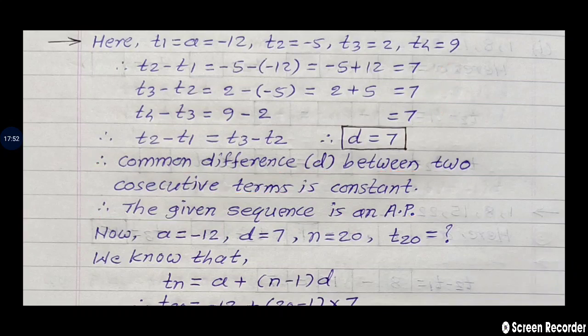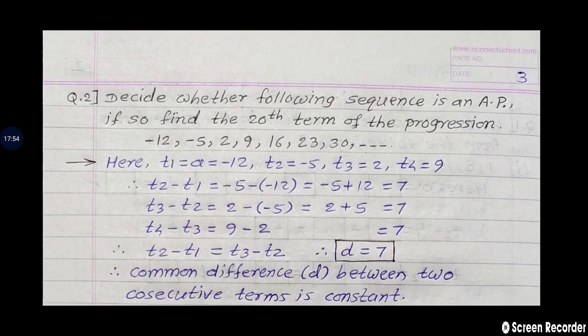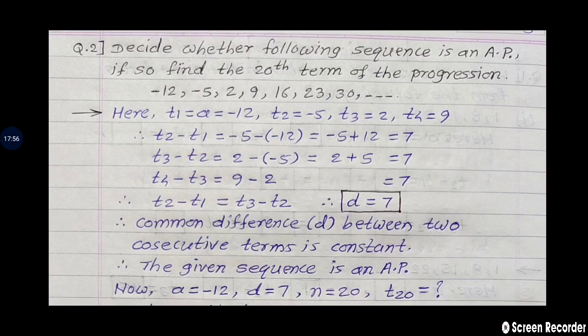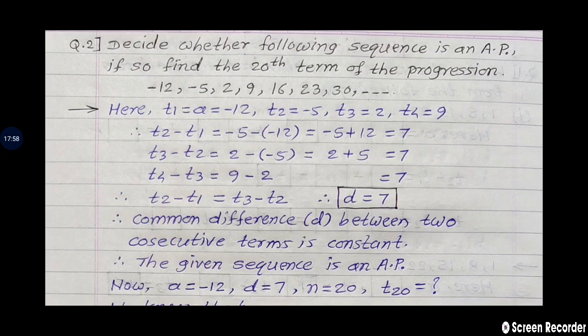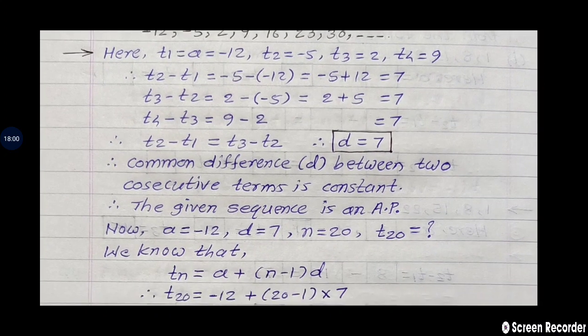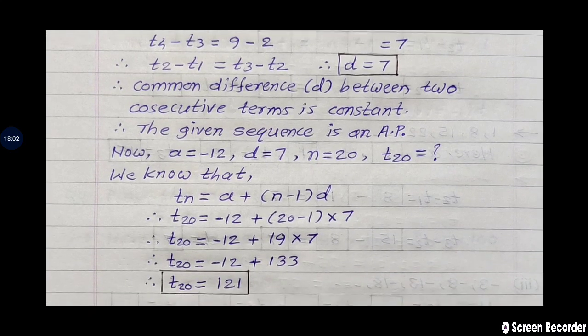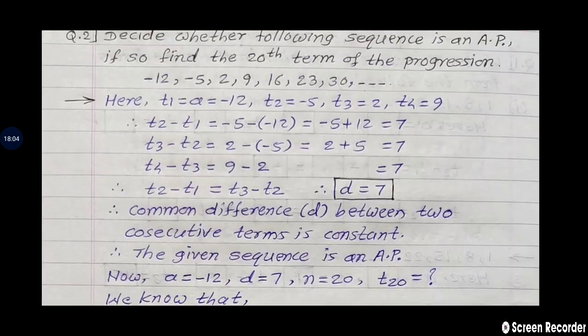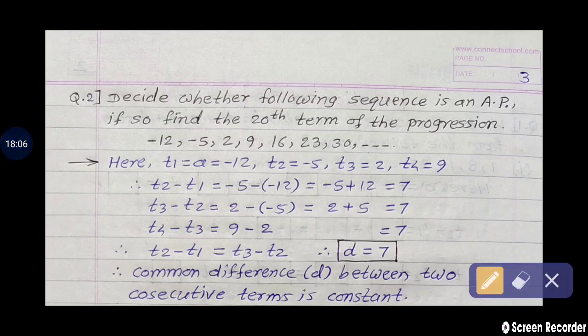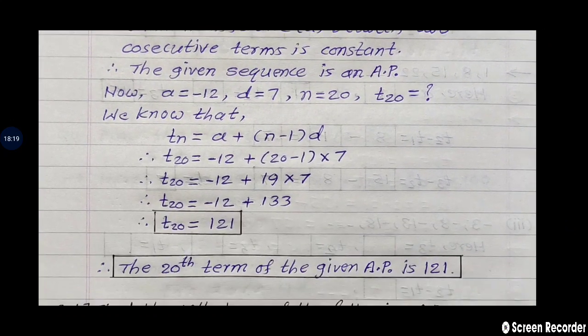First of all, we decide whether the given sequence is an AP or not. We are getting the common difference as a constant, and that's why the given sequence is an AP. And then afterward, the next half of the question is given. If so, yes, the given sequence is an AP, then we find the 20th term of the given progression. Meaning T20 we find here. Clear? Now check that.